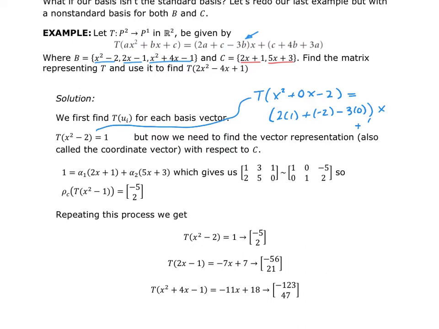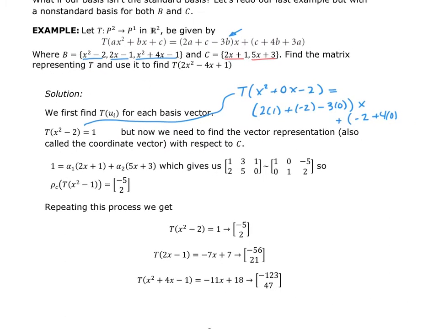And then plus, my c is negative 2, plus 4 times 0, and then plus 3 times my a, which is 1. Now, what ends up happening is that this ends up becoming 0 times x, and then plus 1, and that's how come I end up with a 1 right here. Now I have to put this with respect to C. I didn't have to do this in my previous example because my C basis was the standard basis. So now I have to put this with respect to C.